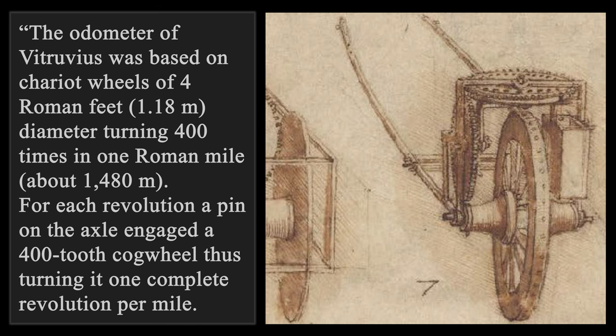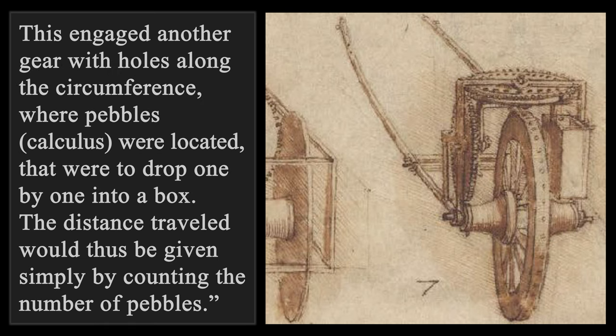The odometer of Vitruvius was based on chariot wheels of 4 Roman feet diameter, turning 400 times in 1 Roman mile. For each revolution, a pin on the axle engaged a 400-tooth cogwheel, thus turning it 1 complete revolution per mile. This engaged another gear with holes along the circumference where pebbles, those calculi coming in again, were located, that were to drop one by one into a box. The distance traveled would thus be given simply by counting the number of pebbles.